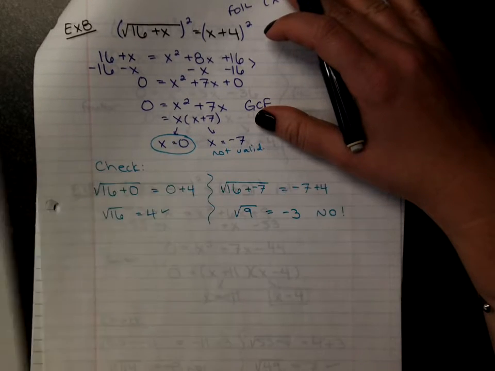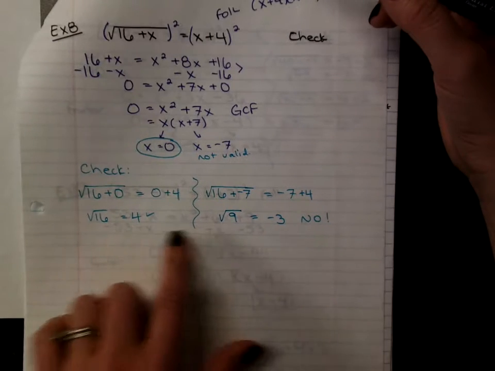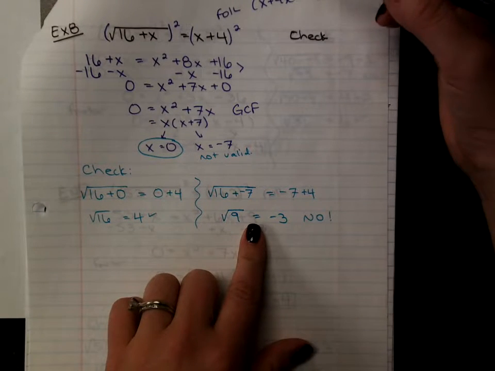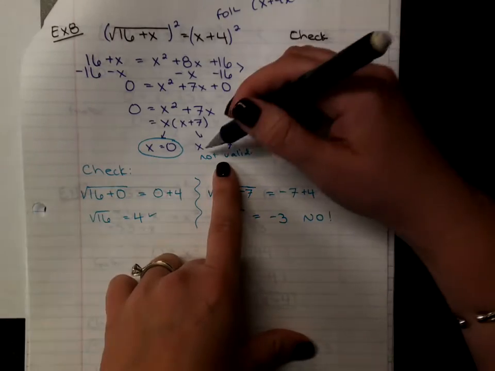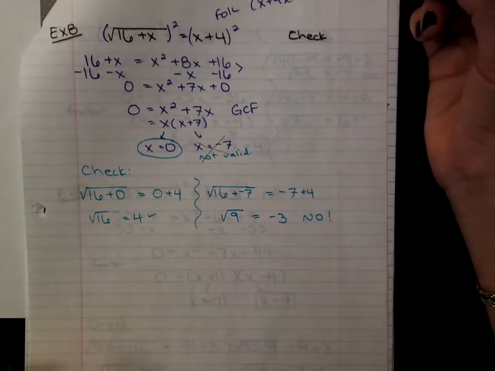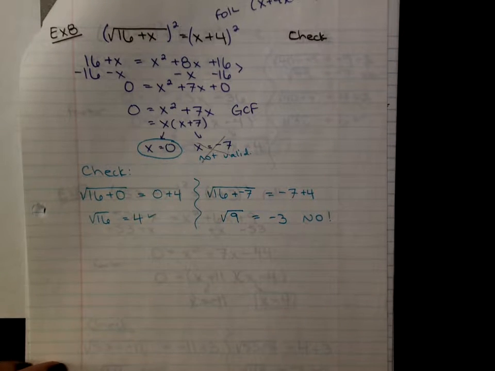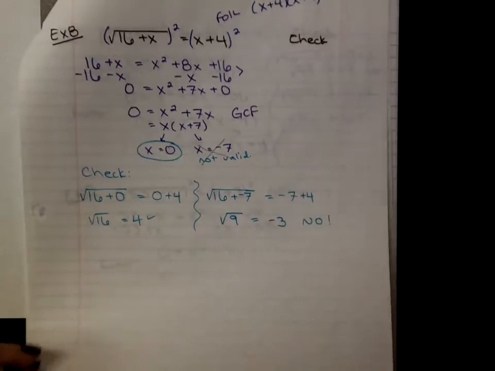When you go to check them, when you plug in 0, it works out just fine. When you plug in -7, it does not work out. So -7 is no good. You wouldn't even put it in the computer, and your only answer would be 0. Alright, so hopefully you're getting the hang of this. Let's try a couple more.